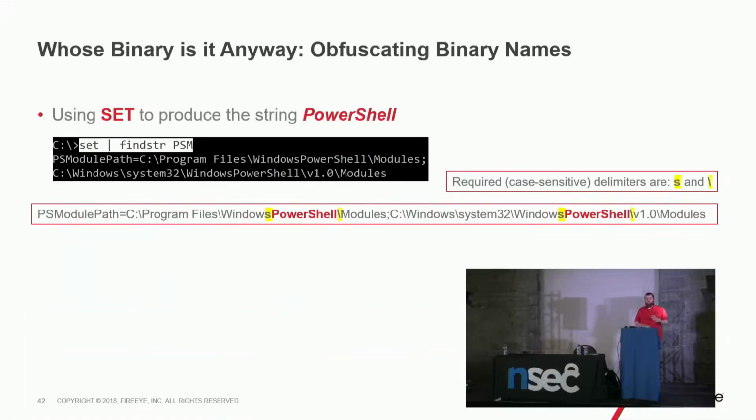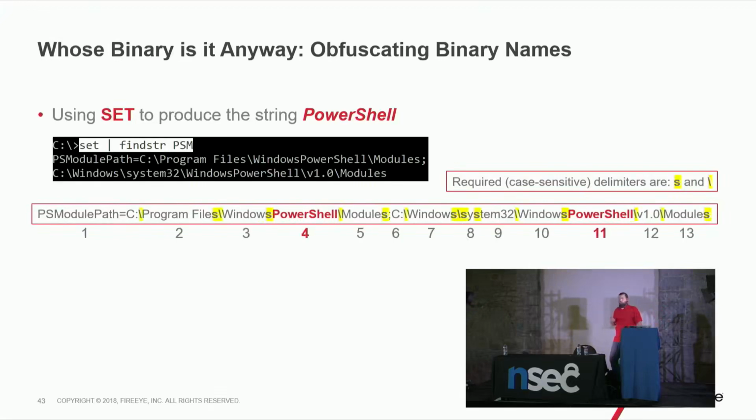So now we actually see there are two places that the string PowerShell shows up. What we want to do is lift both of those out of the text. The way we can do that is look at the characters, the delimiters, on either side of PowerShell. In this case, it's the lowercase s and the backslash for both examples. So if we delimit on the lowercase s and the backslash, it breaks up this value into 13 pieces. And we're interested in the 4th and the 11th piece, both of those being PowerShell.